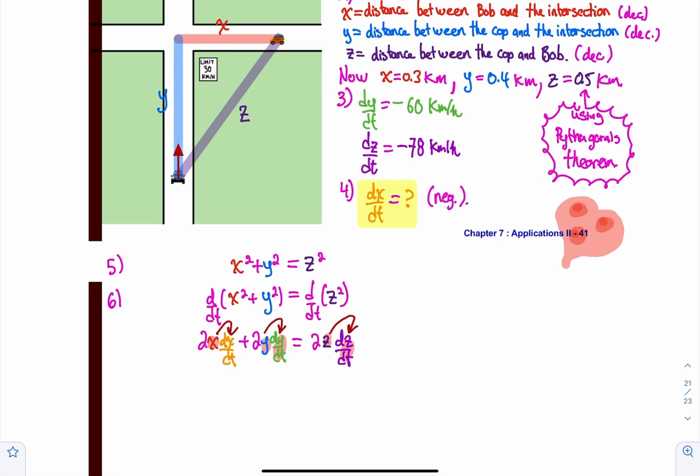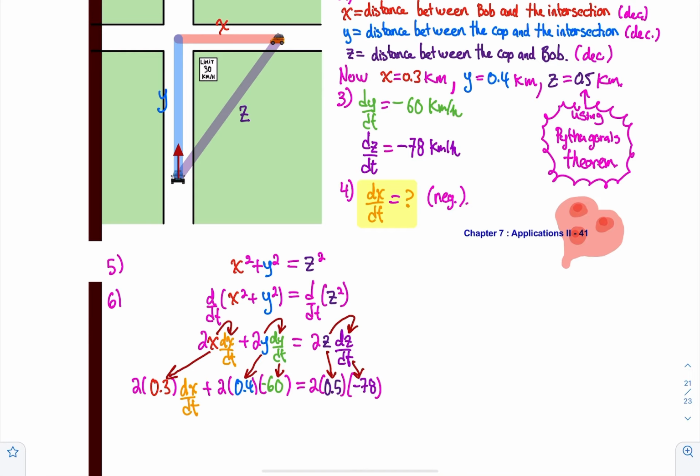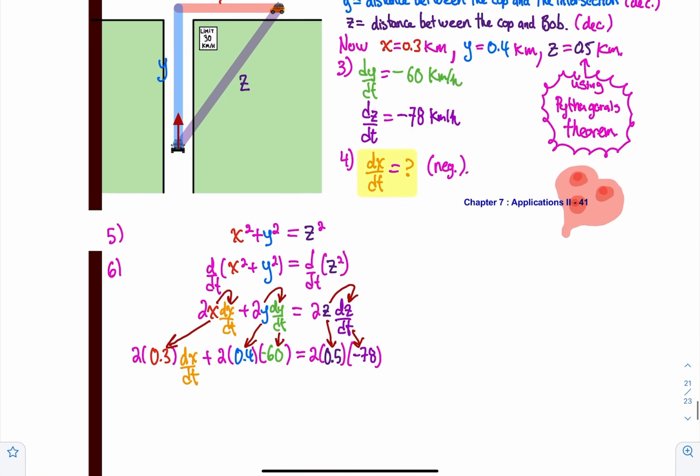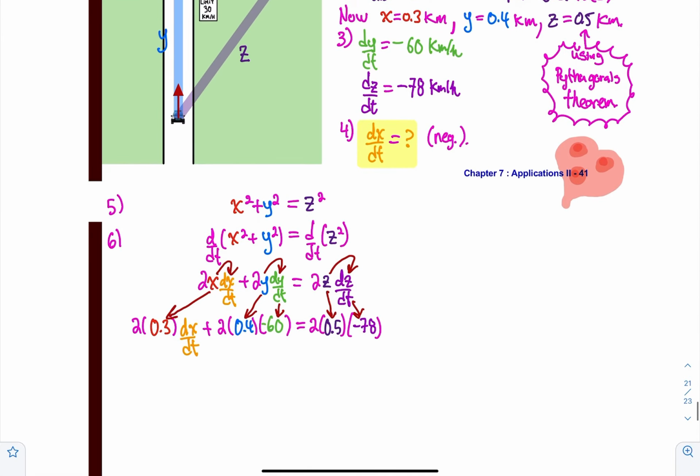So here you go. By replacing x by 0.3, y by 0.4, dy/dt by minus 60, and z by 0.5, and dz/dt by minus 78, you have an equation where the only unknown now is what you're looking for, which is dx/dt. Oh, I just forgot to label my step here, so that's step 7. So when you replace everything that you know by the numbers, that's the last step.